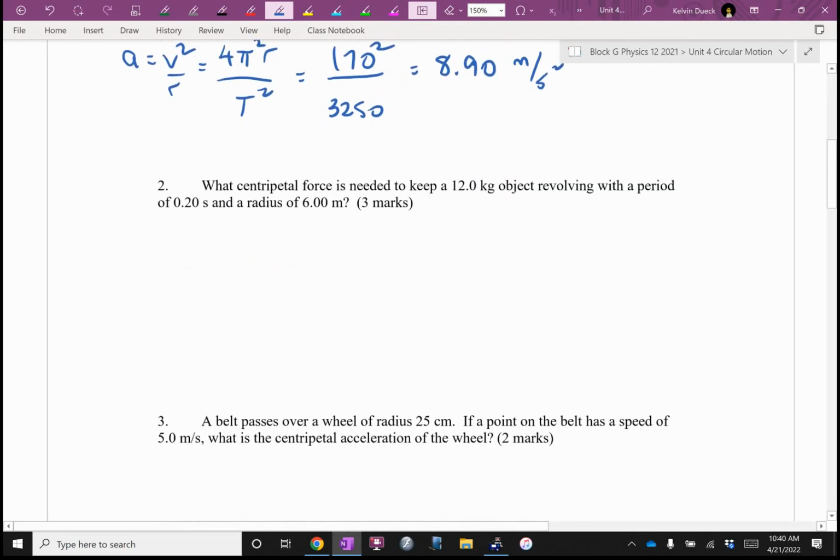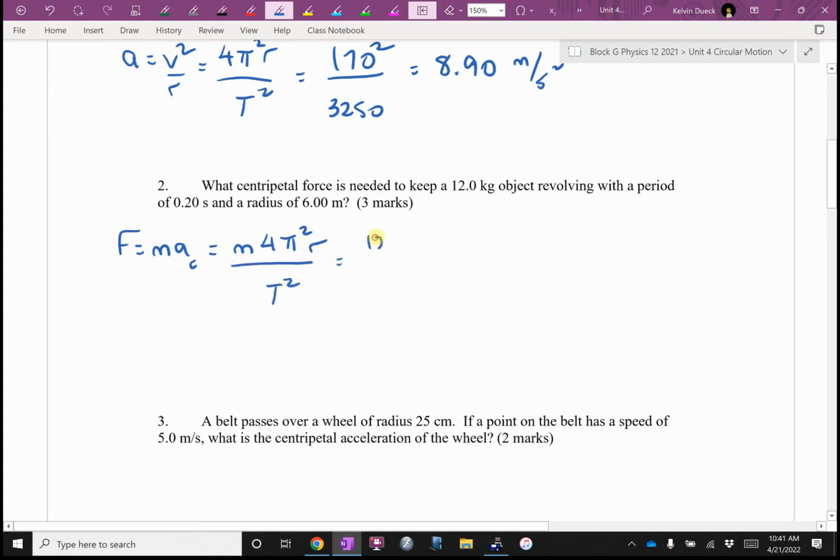Number 2, what centripetal force? Okay, when they ask for centripetal force, I'm not doing a free body diagram in the same way as when they ask for the net force. For the net force, I can go straight to F equals ma. I can go straight to F equals mac. Which version of a am I going to use? It's going to be m 4 pi squared r over t squared.